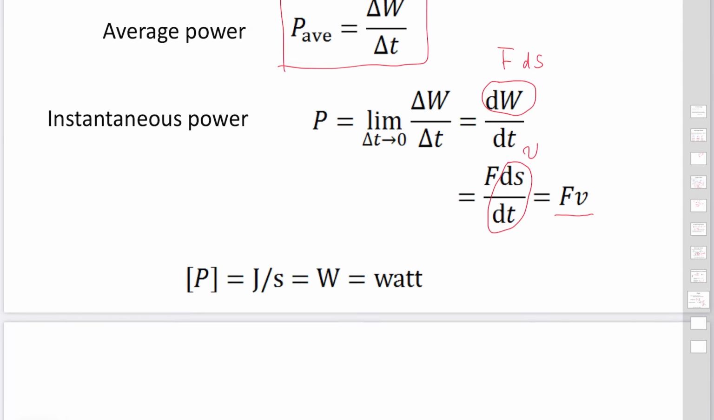The unit of power is expressed in work per time. The joule is the unit of work, and the unit of time is the second. So joules per second is what we call the watt. The watt is the unit of power. Okay, this is the end of this session.